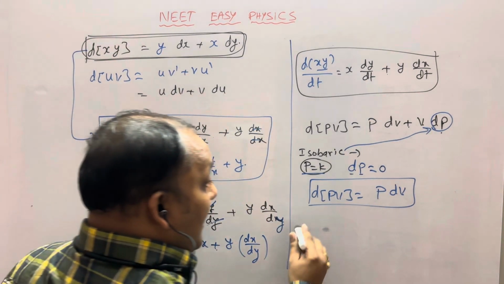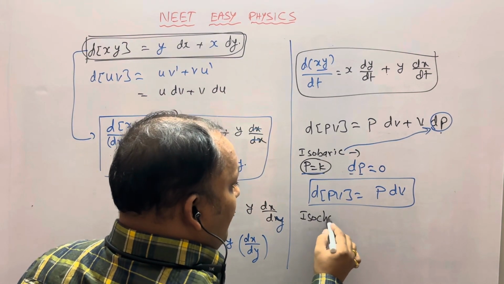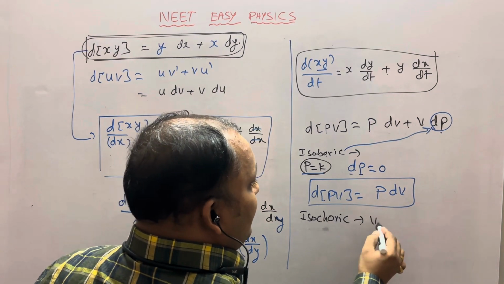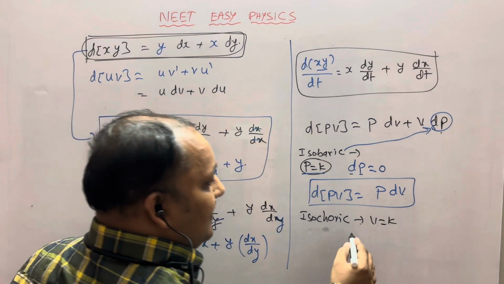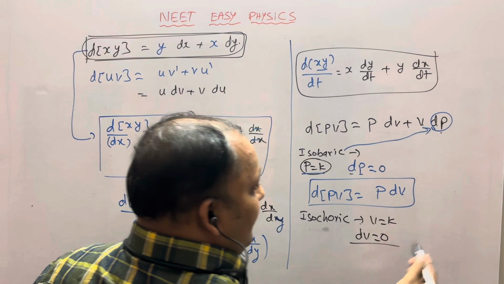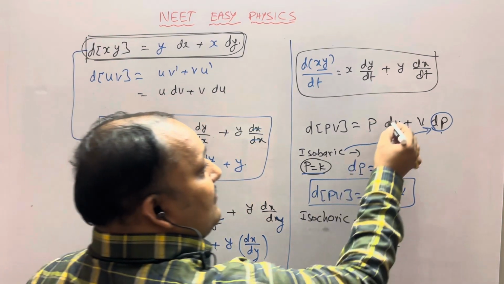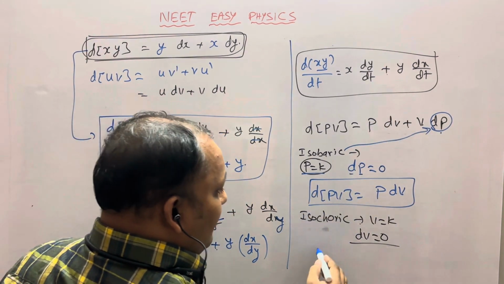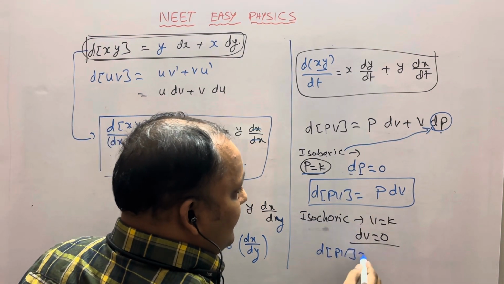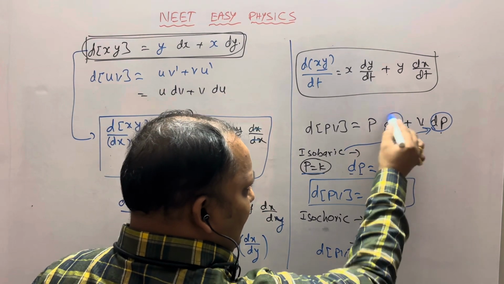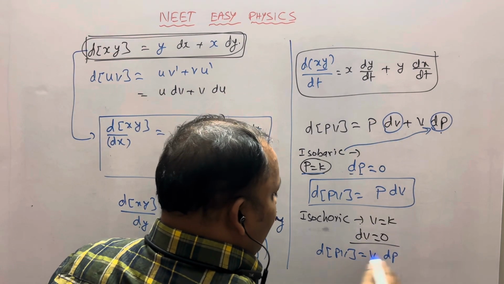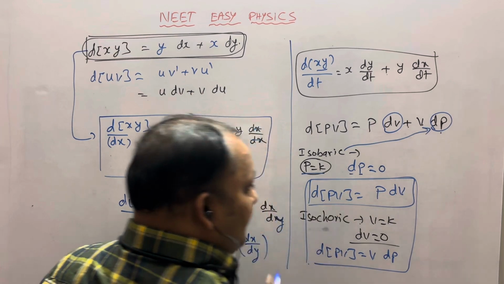Let us assume an isochoric process. In an isochoric process, what is constant? Volume is constant. At that time dV is going to become 0. If dV is 0, how do we write this? Derivative of PV is equal to, now dV is 0, so V dP. This is how we get it in physics.